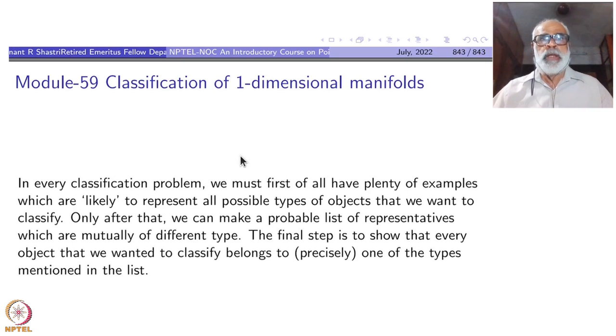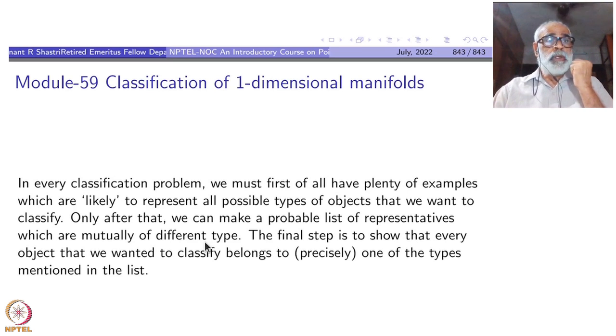Suppose you want to classify a certain number of trees, okay. So first of all, you should have various trees, and then you can say, okay, these are of this type, that is of this type, and so on. That is the kind of thing you have to do, right? So, which are likely to represent all possible types, we don't know yet. So, we think that maybe this may be just exhaustive types. Only after that, we can make a probable list of representatives which are mutually of different type.